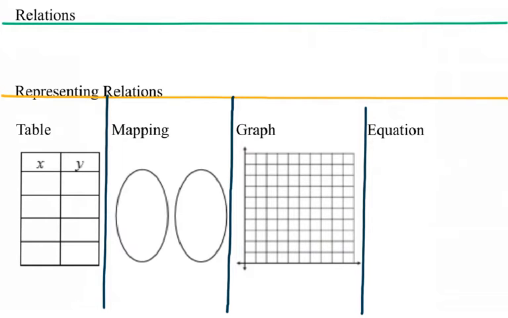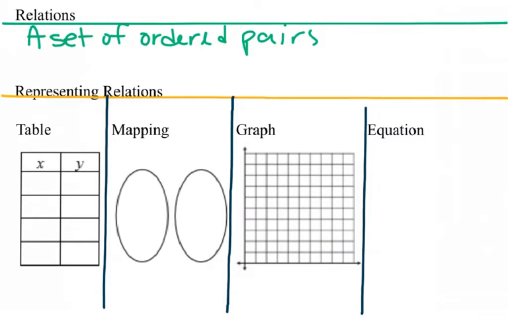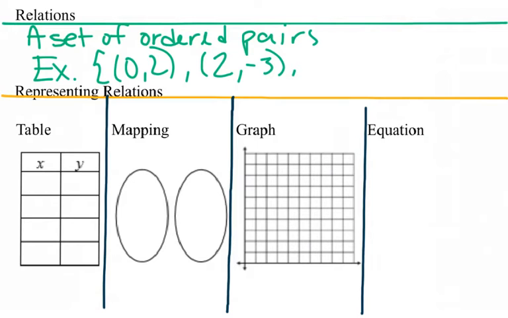So first thing we want to talk about is a relation. If you don't remember, a relation is a set of ordered pairs. Ordered pairs are just your xy coordinates. For example, it'd be like (0, 2), then maybe (2, -3), then (4, 4), and then I'll just make up another one, (8, -6). So just xy coordinate points, and you can have a set of them. That's called a relation.